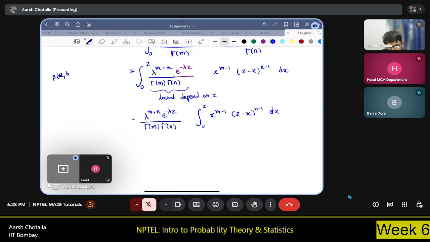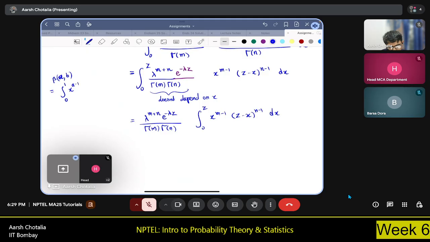Let me write B(a, b). That is given as the integral from 0 to 1 of x raised to a minus 1 times (1 minus x) raised to b minus 1 dx. This is the general formula, and this we know. In fact, you can derive this. This is equal to gamma a gamma b divided by gamma of a plus b.